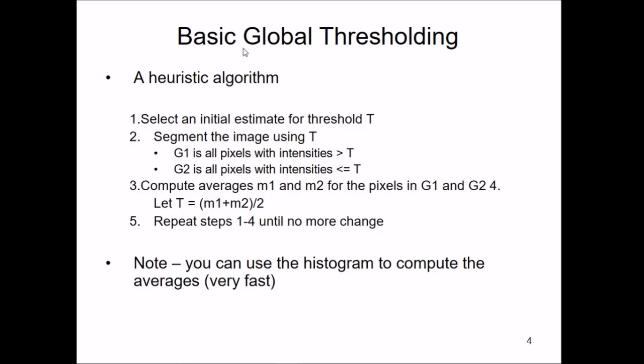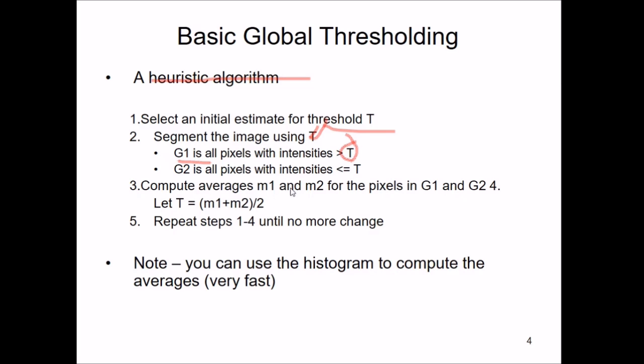Now, this basic global thresholding, how is it done? This uses a heuristic algorithm. We select an initial estimate of some threshold T, and we segment the image using this threshold. G1 is all the pixels with intensity greater than T, and G2 are all the pixels with intensity less than or equal to T.